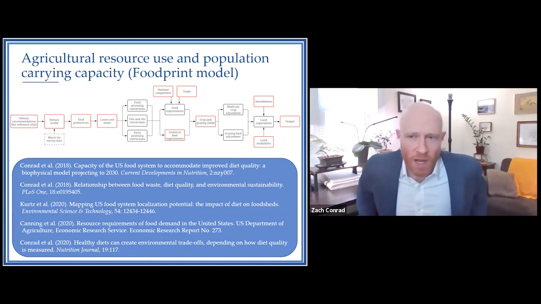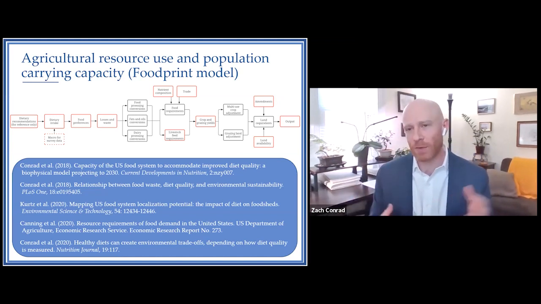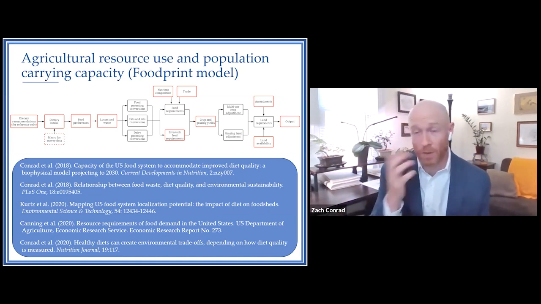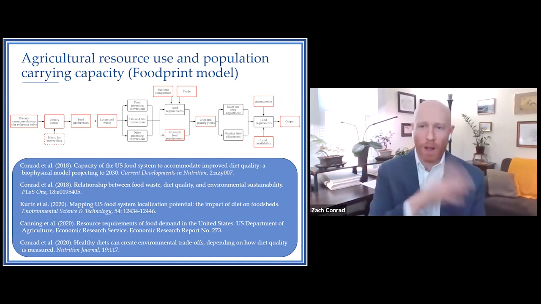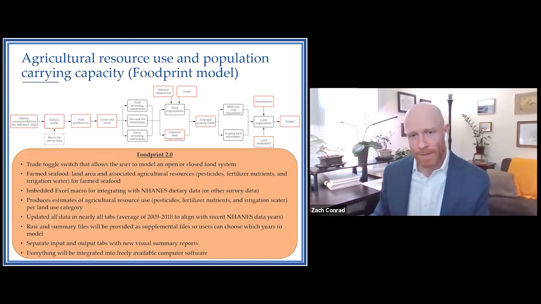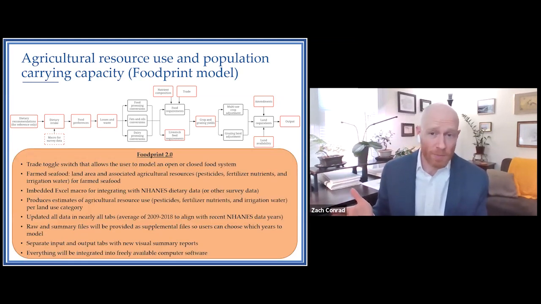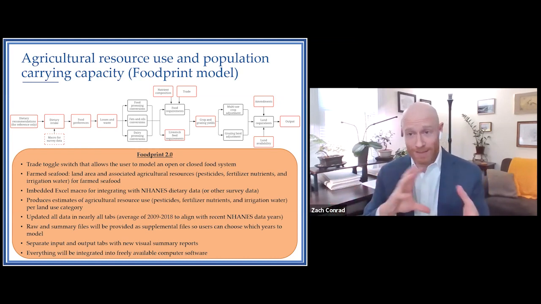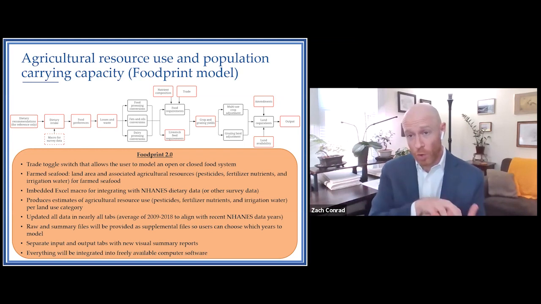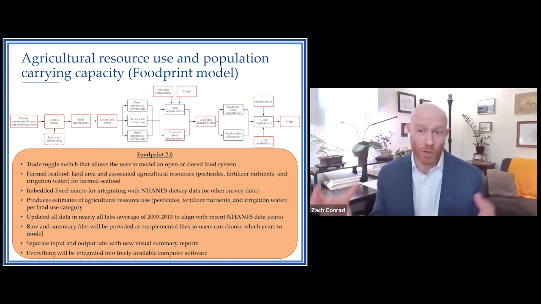So this is just documented in a series of publications from my lab and also from other labs as well, which I'm just including on the slide in case you want to come back to it for further reference. We're getting prepared to release Foodprint 2.0. This has a number of additional features, this trade toggle switch, which again is going to allow users to either model an open or a closed food system. So an open food system allows for trade, a closed one models a local food system.